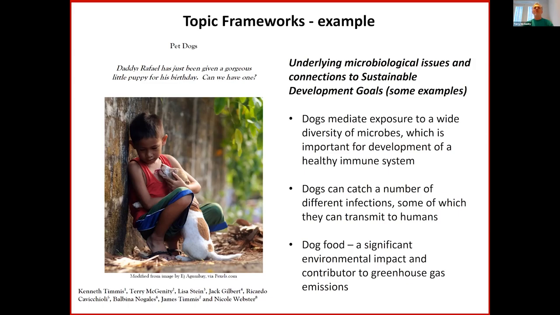So some examples in this case of what we talk about. Dogs mediate exposure to many different microbes, and that's important for the development of a healthy immune system. So that's a positive feature of dog ownership. On the more negative side, dogs may catch a number of different infections, and some of these really can be transmitted to humans. And then that raises issues also of vaccine and antibiotic use. So all these peripheral topics are discussed and brought together, all centered around this very particular question from a child.